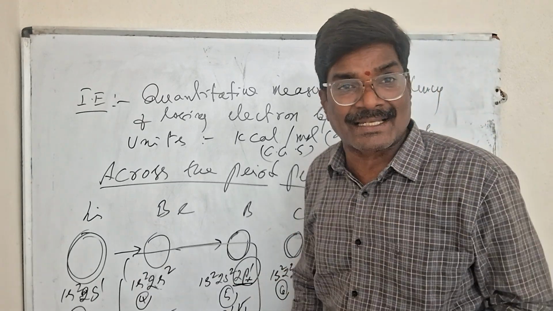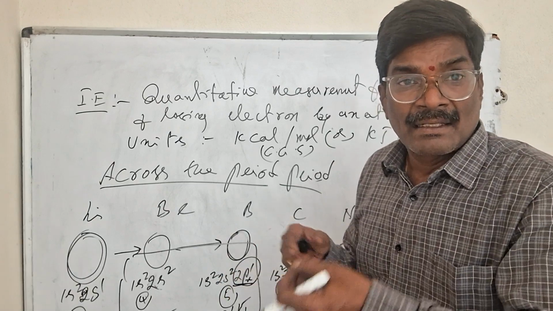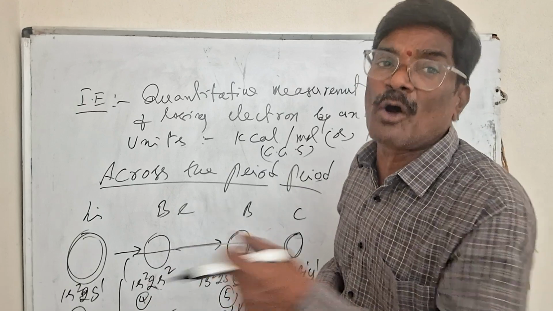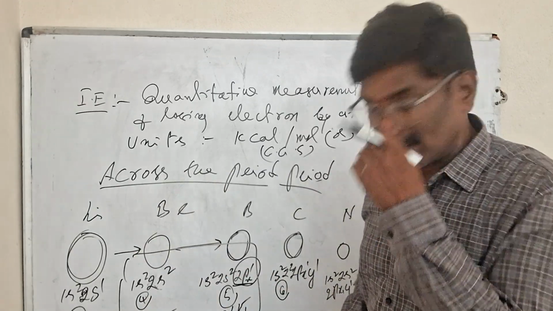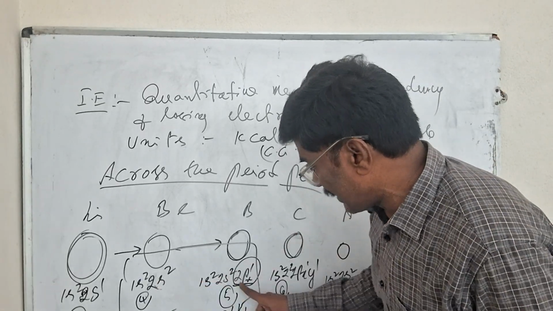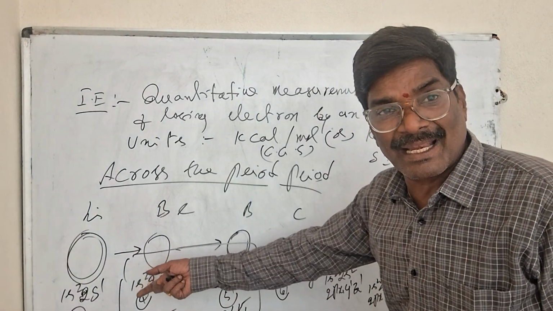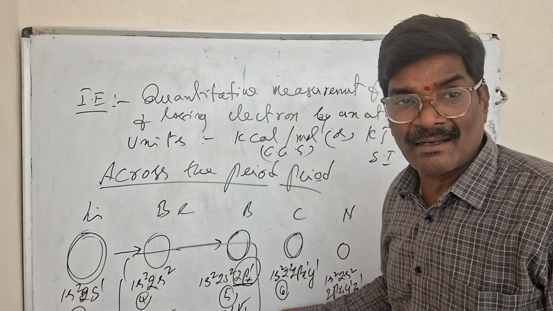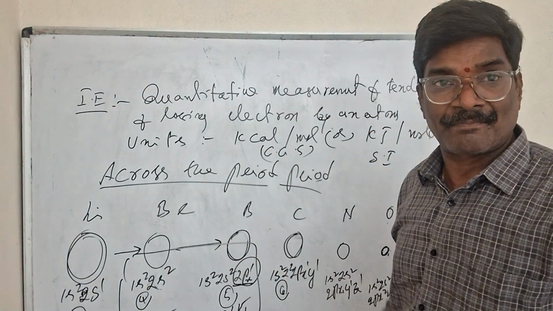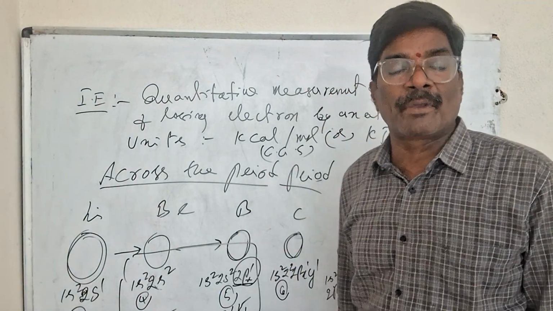The nucleus is positively charged and electrons are negatively charged, so there is attraction. Since p electrons have less penetration, they are less attracted towards the nucleus, so they are easily taken. When compared with beryllium, in boron it is very easy to take the outermost electron because of two reasons.